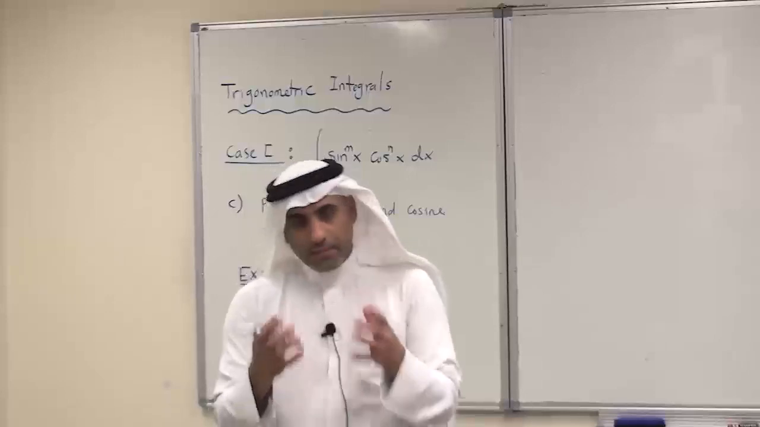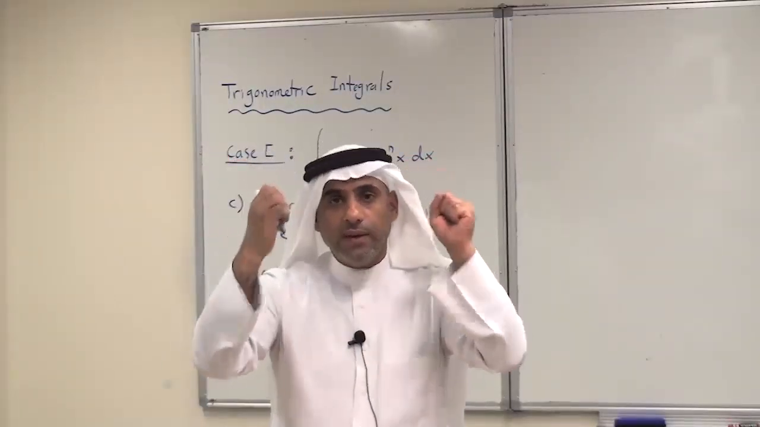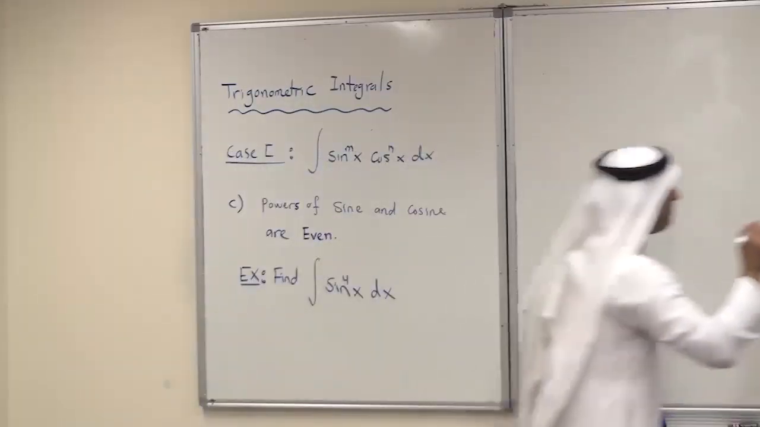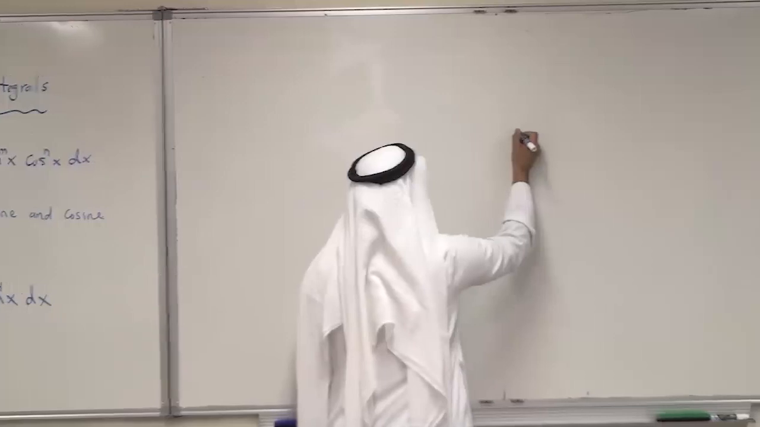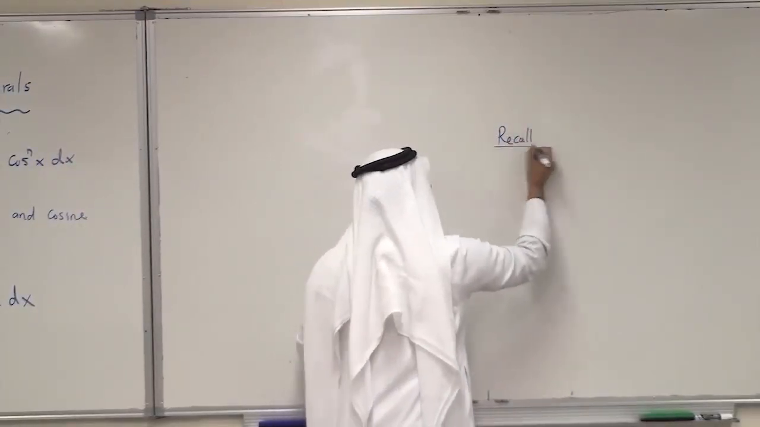Now let us see what will happen if the power of sine and the power of cosine are even. Okay, what should we do? I will say simply what you need to do is just to recall these identities. Recall these identities.